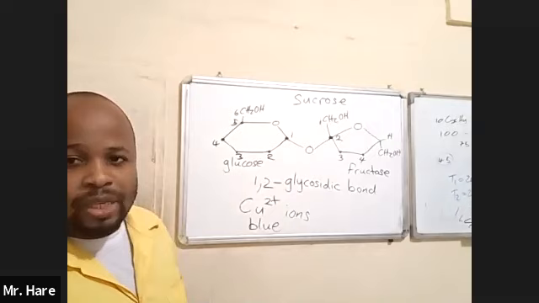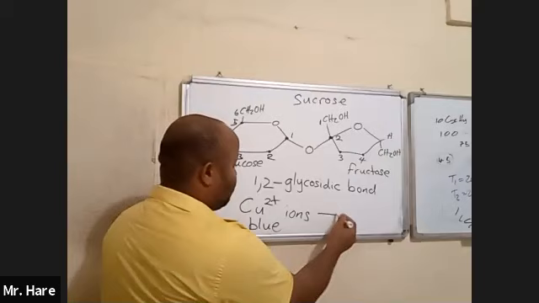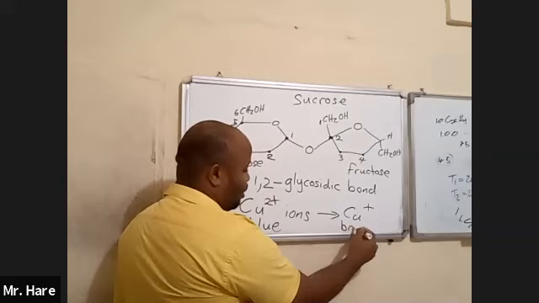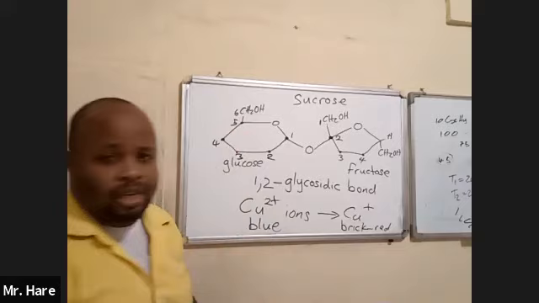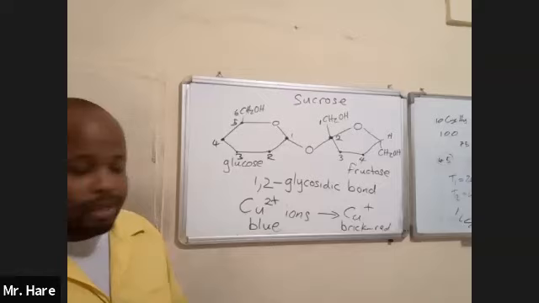When we say reducing sugars, it's because they will actually reduce something. So the copper 2 ions will be reduced to copper 1, which is when you would see the characteristic brick red color. It's actually copper 2 going to copper 1. Sir, can you repeat that, please?